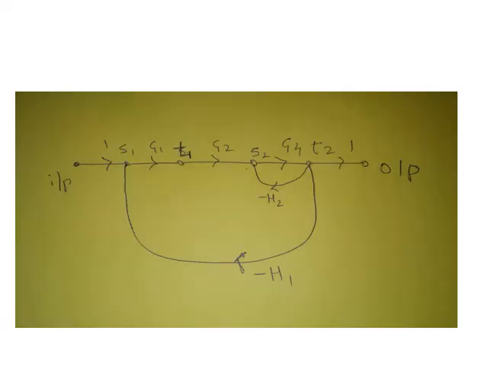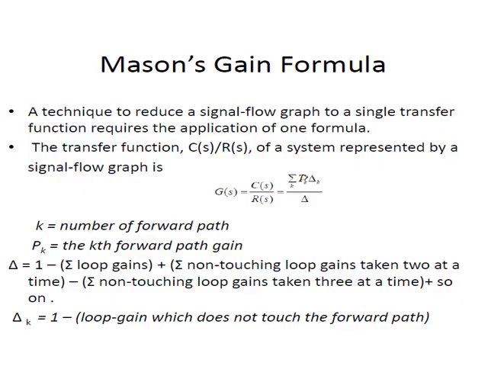So we'll go with the next, Mason's gain formula. This is just a formula and explanation of that. Next class I'll solve one problem using Mason's gain formula, so you'll come to know how delta and delta K are calculated. For now, just remember that delta starts with the formula 1 minus single loop gains plus 2 non-touching loop gains minus 3 non-touching loop gains. That is how it starts.